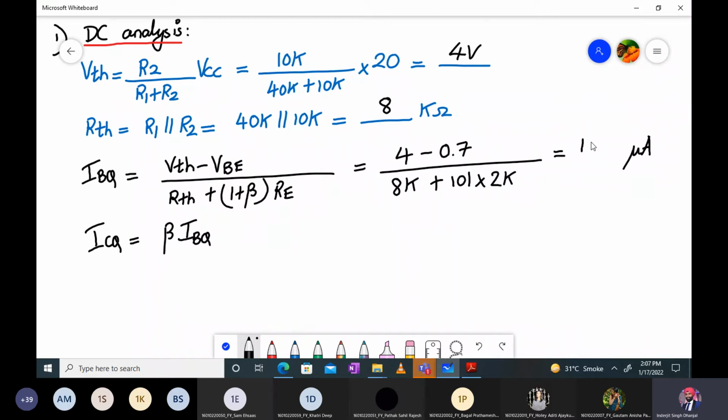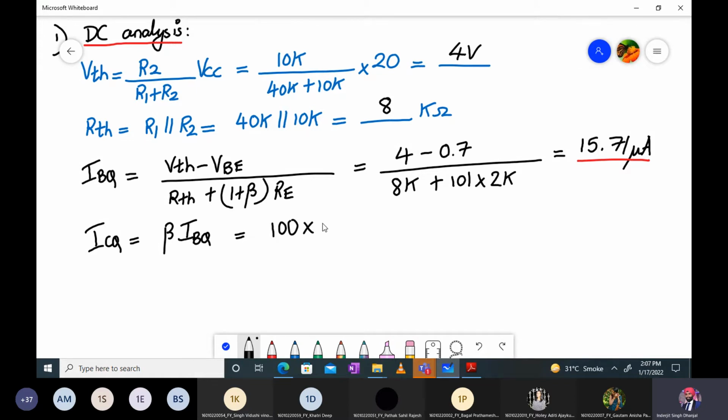You told 15.7 microamperes, right? Is this the value you are getting? Yes, sir. Okay, 15.71. And then this will be very easy.